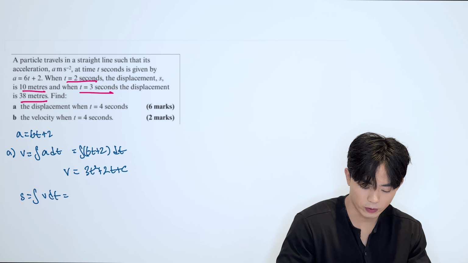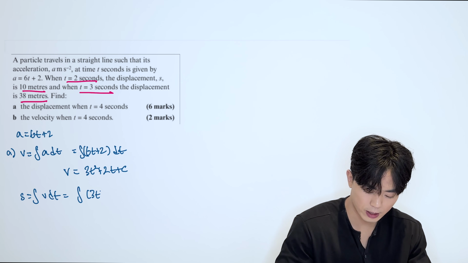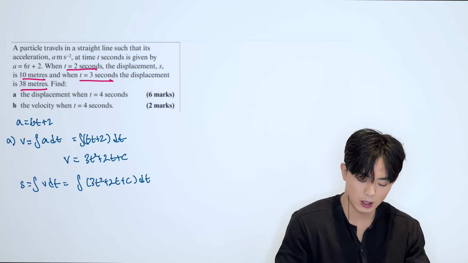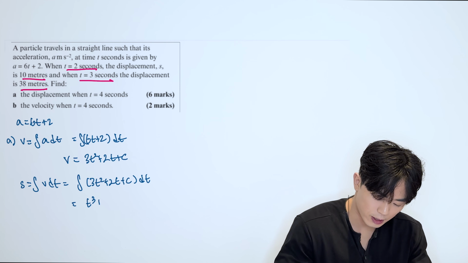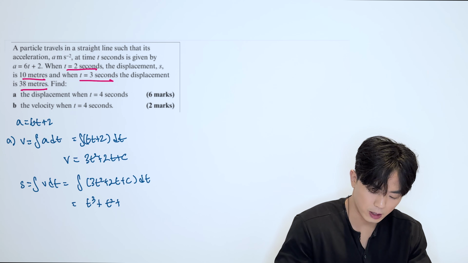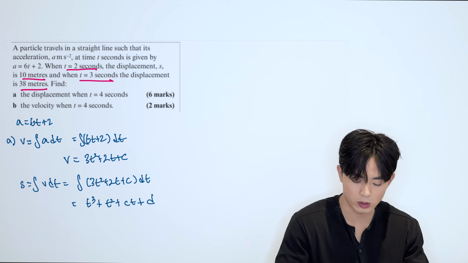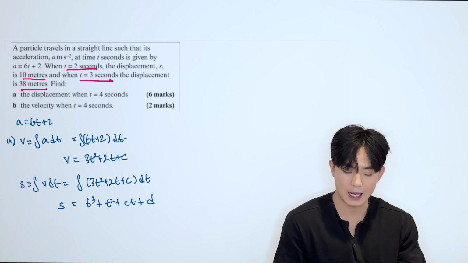I'll have to integrate the velocity function. So integrating 3t squared plus 2t, and I have to include this plus c as well. Right, so integrating this, I'll get t cubed plus t squared plus, remember c is just a constant, so that's going to be ct plus an extra constant, which I'm going to call d, like this. So this is now my displacement function.